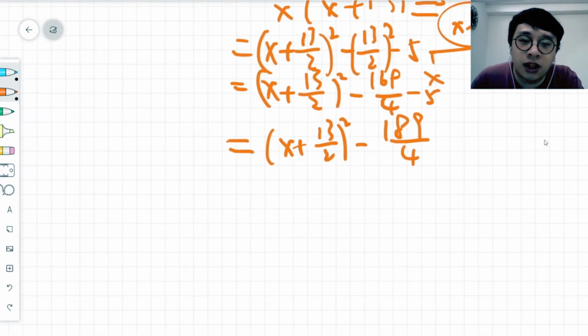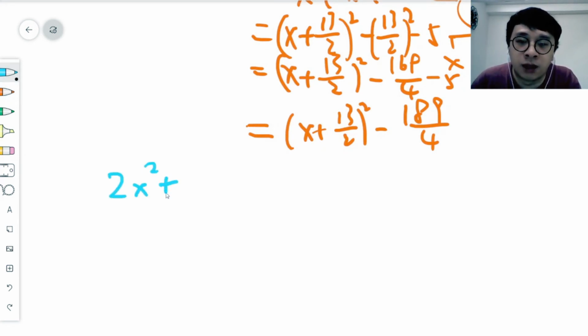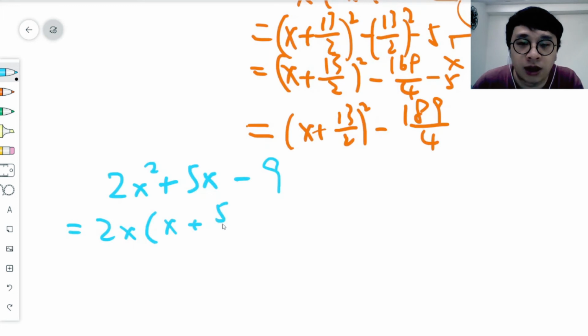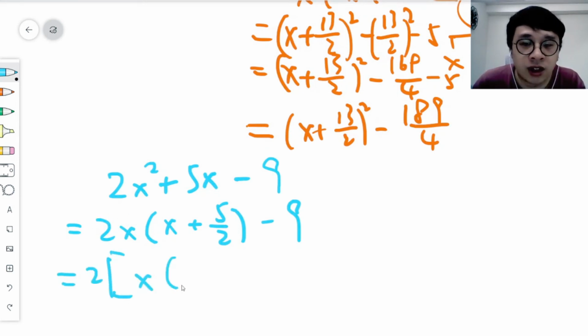And how about if there is a term outside? How about if the x squared term is not 1x squared, it's 2x squared or more, like 2x squared plus 5x minus 9, something like that? Then we can just take 2x out, and we have something like this. Because you have to divide the 5x by 2x, and you get 5 over 2. And we ignore the 2. We just leave the 2 outside, and we consider this thing as one term.